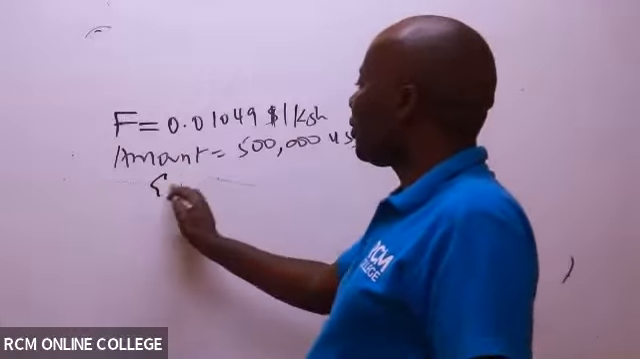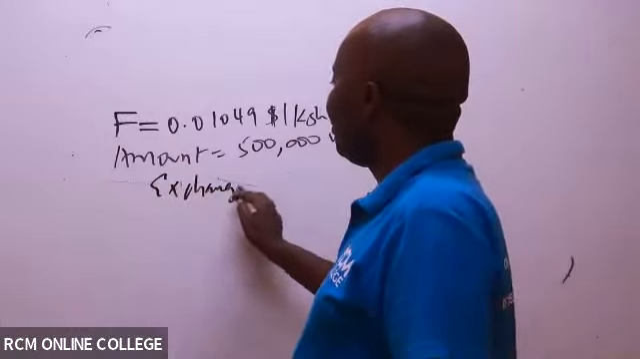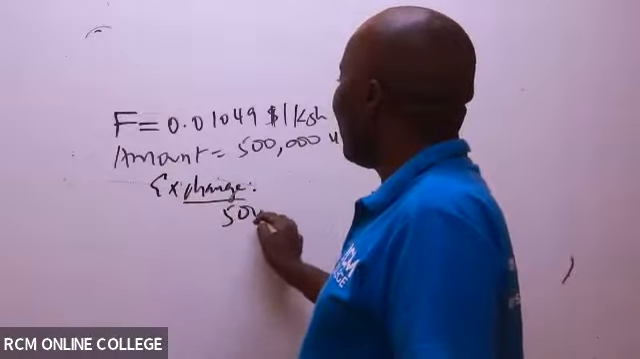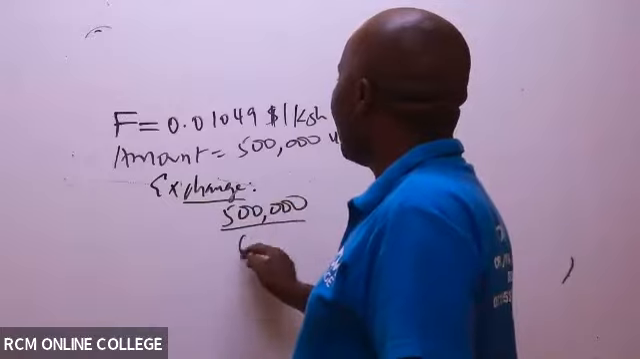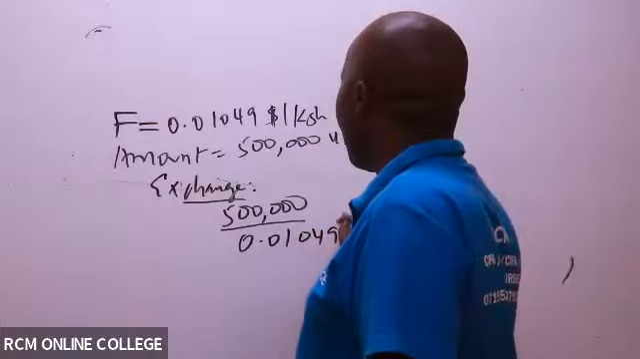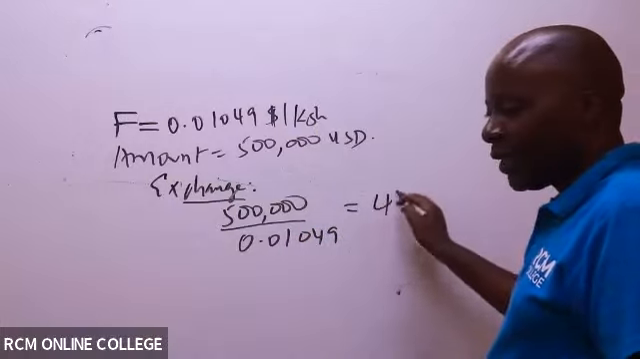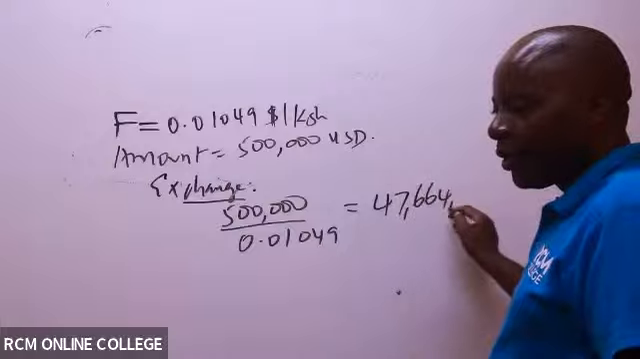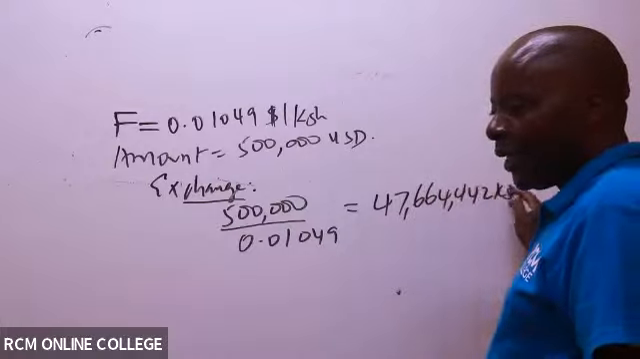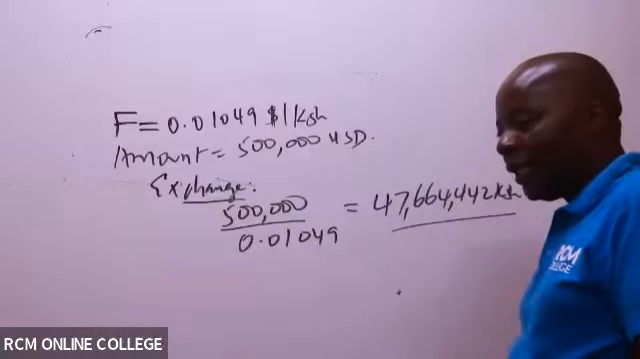So exchange. It will be 500,000 divide 0.01049, which is 47,664,442 Kenya shillings. Is there anybody who was able to get this correctly?